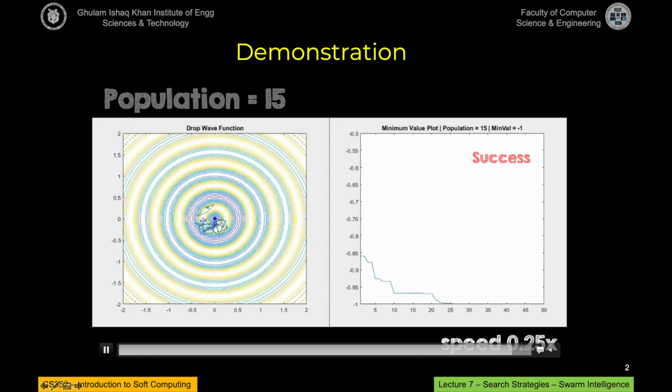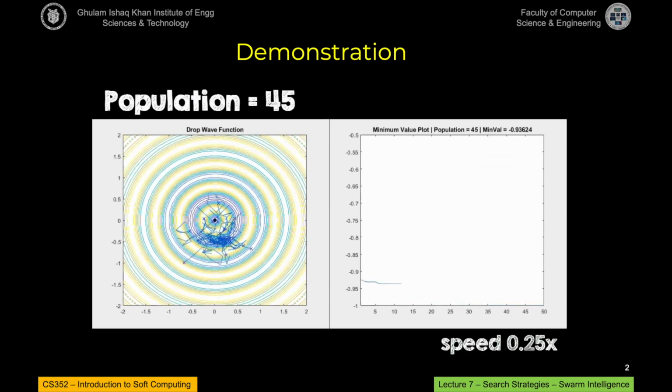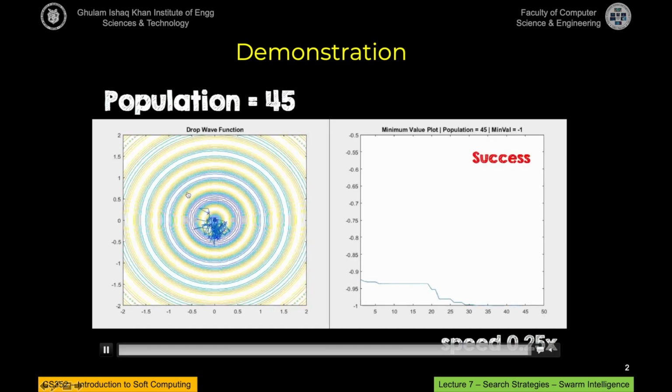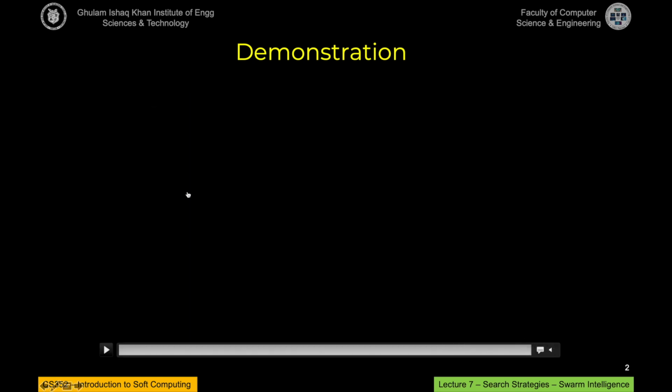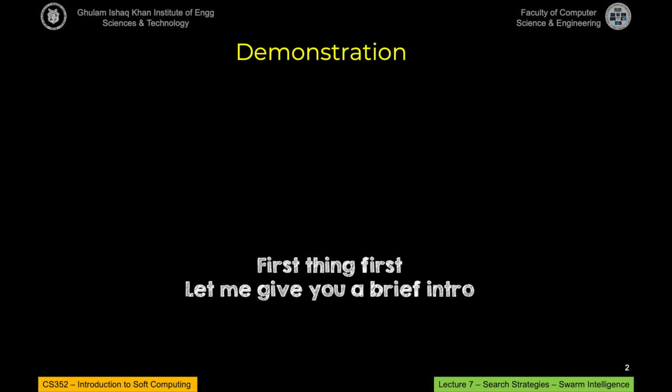So this is successful. With a population size of 45, it will reach much quicker, and here you can see it has converged to the local minima. And population size is an important factor here, as you can clearly see in these examples. So moving on to the next slide now.